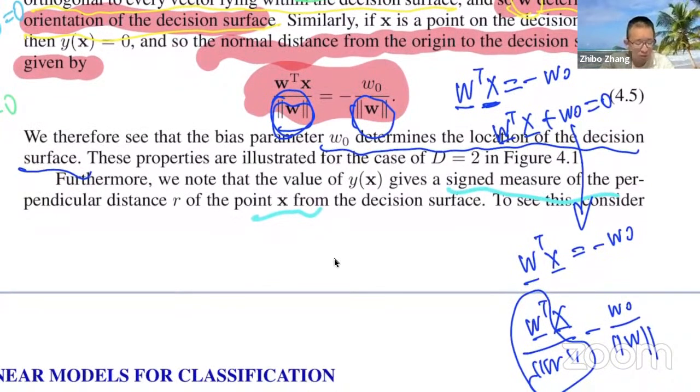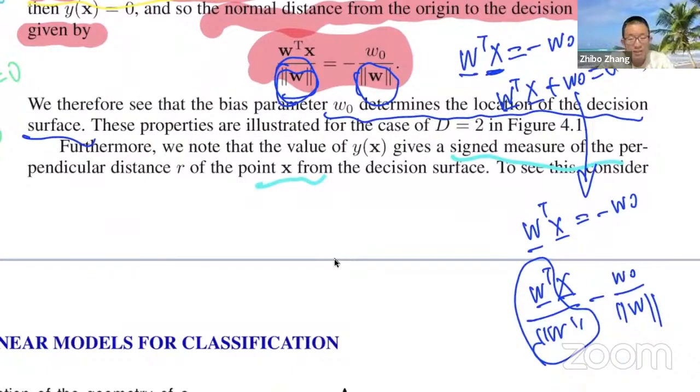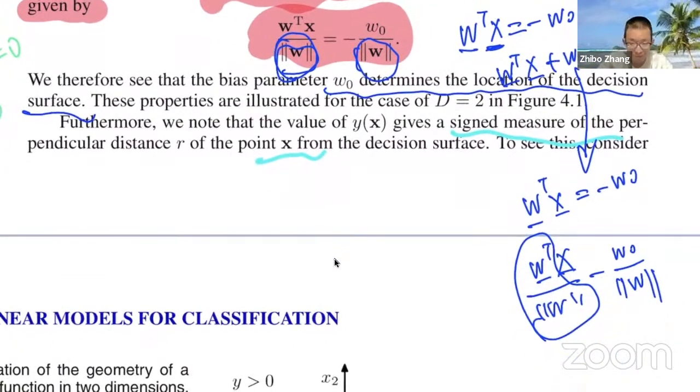So let's read through this paragraph. Furthermore, we note that the value of y(x) gives a signed measure of the perpendicular distance r of the point x from the decision surface.